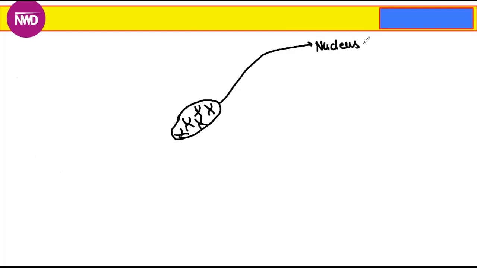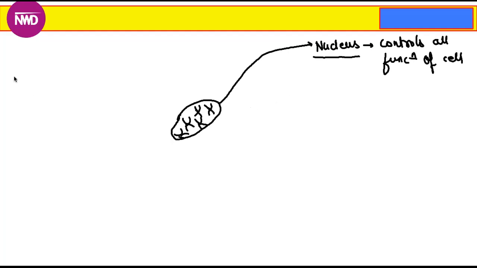Okay, so we will start here. We have seen this portion. This is the central most portion of an animal cell, having, you can see, a lot of chromosomes inside. Okay, and this portion is called the nucleus, which controls all functions of the cell. So we have seen this.